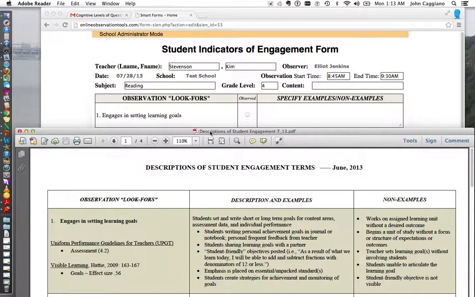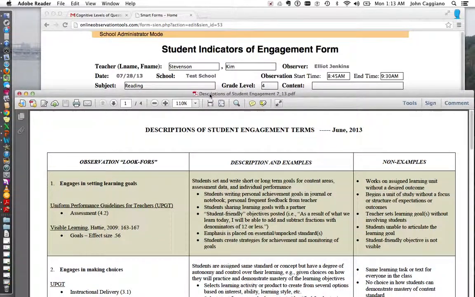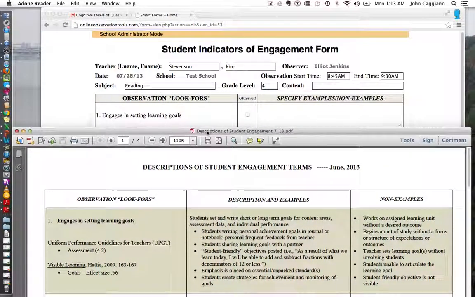This crosswalk also gives you an idea of just how effective these look-fors are, and engages in setting learning goals has an effect size of 0.56.